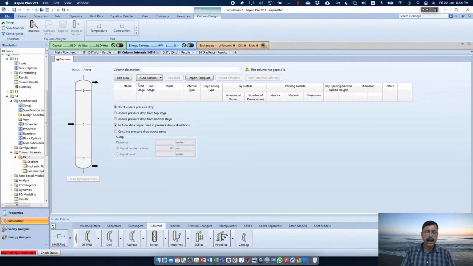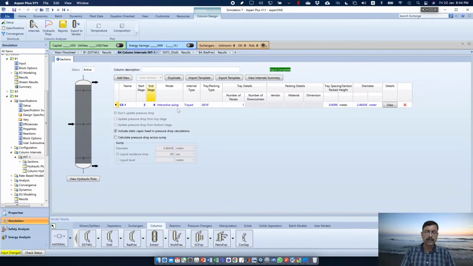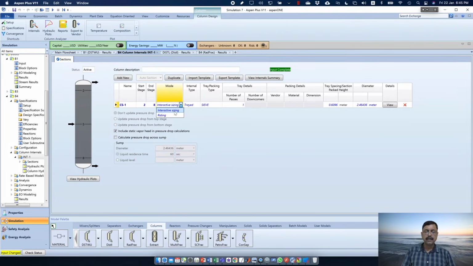So we'll say add new. This is section number 1. We start at stage 2 and end with stage 8. Now here we have the option of interactive sizing as well as rating. The beauty of interactive sizing is that if you give very little information, Aspen Plus, based on its inbuilt data and information, can calculate and suggest some column internals. Those column internals can be viewed by pressing this detail.